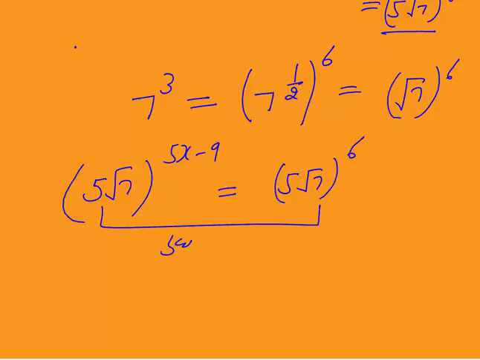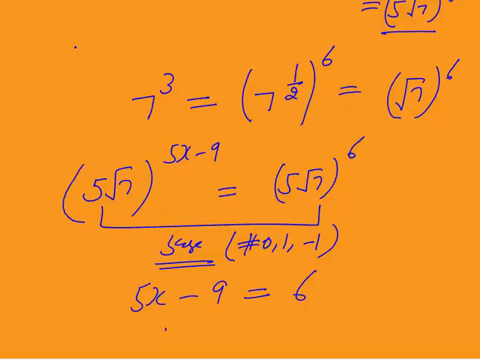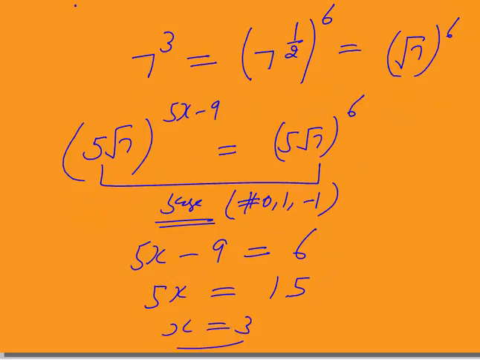Now the base is equal, and the base is not equal to 0, 1 and minus 1. Whenever the base is equal and the base is not equal to 0, 1 and minus 1, you can keep the powers as equal. So 5x minus 9 is equal to 6. You get 5x is equal to 15. x is equal to 3.